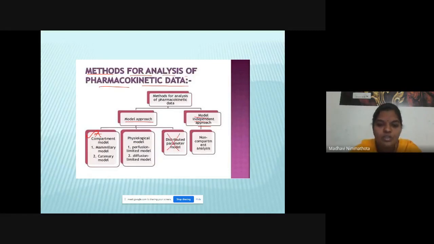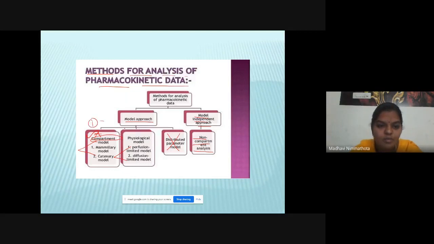In your syllabus, you don't have this distributed parameter model. So you have compartment model and physiological model. Apart from these two, the compartment model is very important. Your compartment model is again classified into two types: mammillary model and catenary model. And the physiological model is perfusion limited model and diffusion limited model. And then the model independent approach is non-compartmental analysis.